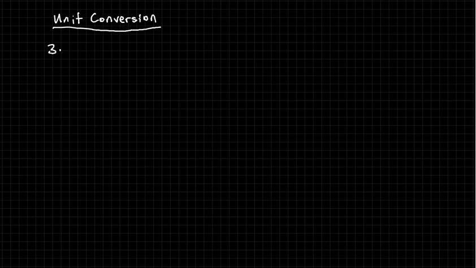Let's say we want 3 meters per second, and we want to convert that to nanometers per hour. Okay, so that looks a little complicated. So the first thing I usually do when I see this is I look at the units that I have to convert to. So I have to go from meters to nanometers and seconds to hours.